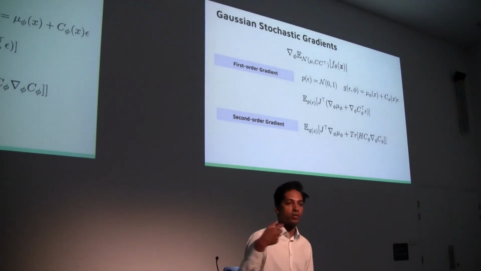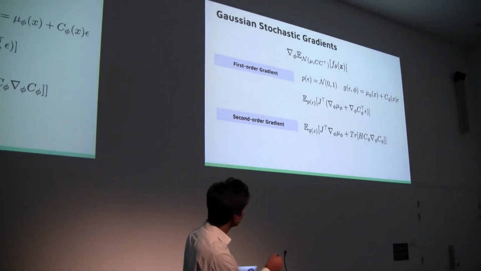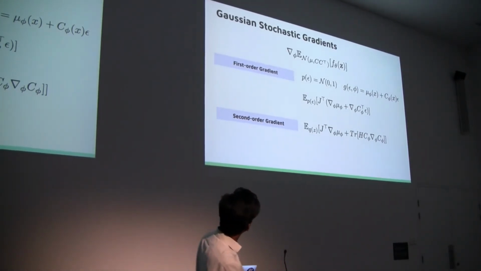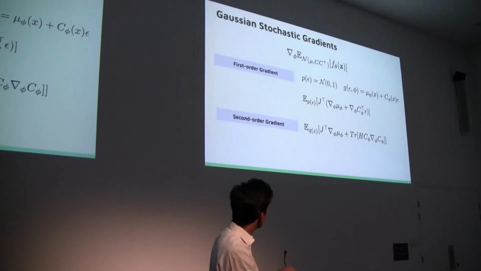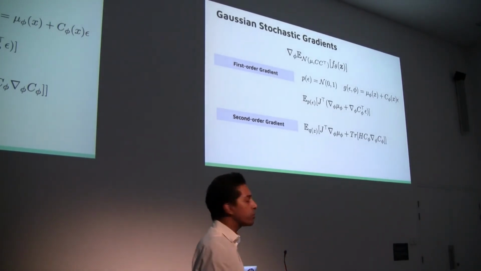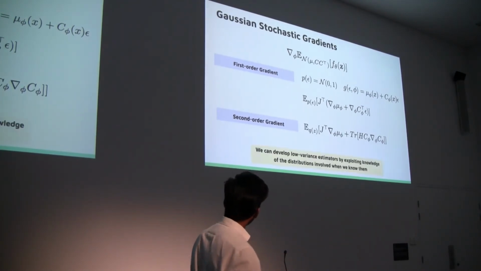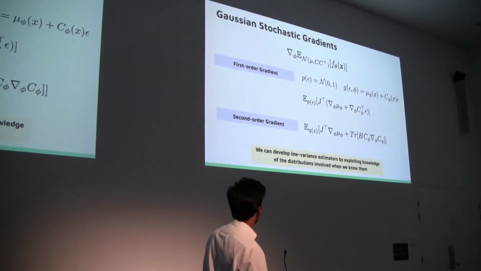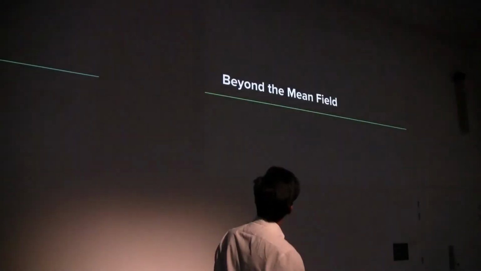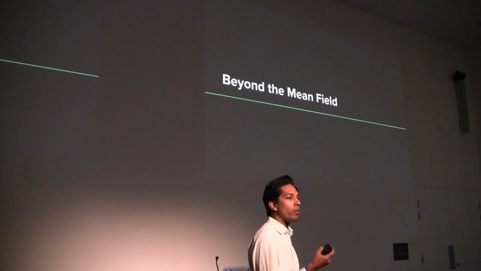So now we actually take into account the curvature information associated with the density, and so this second order gradient will actually have even lower variance than the previous one. So if you are happy to use this kind of knowledge, then you should use it, and you can develop low variance estimators in this case. So that's everything about how we compute the gradients.